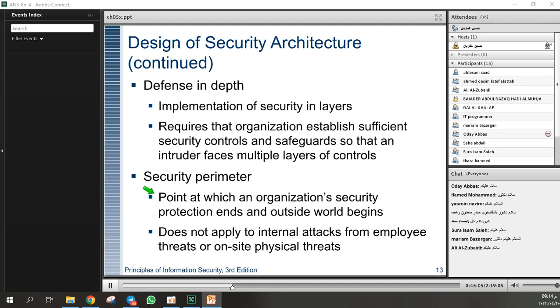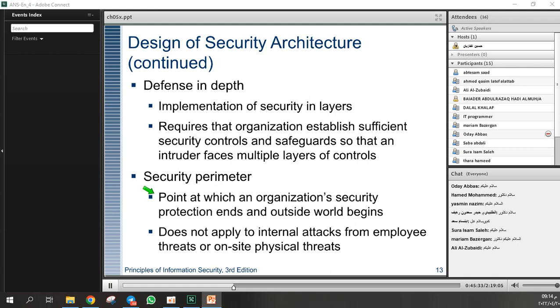Outside of that security perimeter, we have another world. It's not our world or our organization's world. So that point is important for us. We must define that point. Where is my security perimeter? Why is that point important?